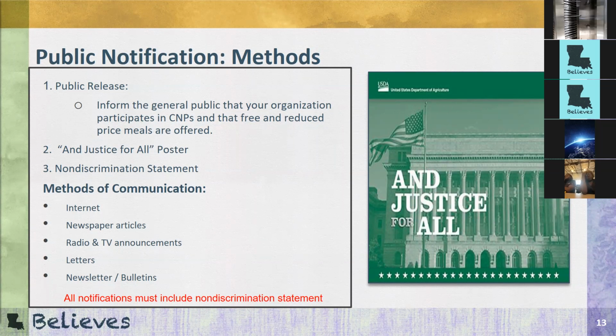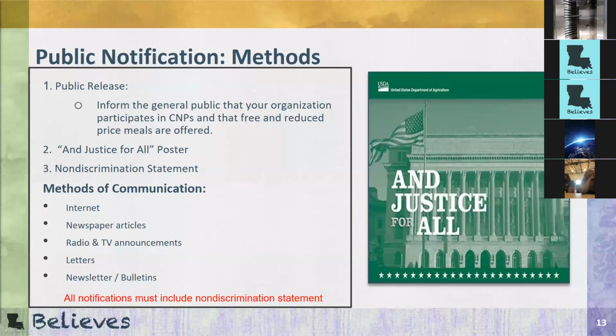The poster provides the USDA address and phone numbers that the public can use to file a complaint if they think their civil rights have been violated. Applicants and participants must be advised of their right to file a discrimination complaint, how to file a complaint, and the complaint procedures. And this poster here that you see on the slide is the most recent one. It has the government building on it. If you have one with a Statue of Liberty, that's the old one.